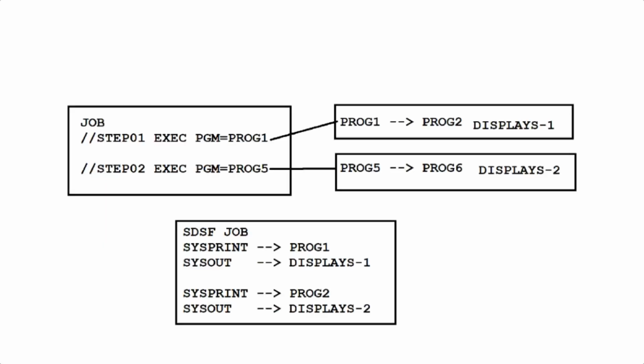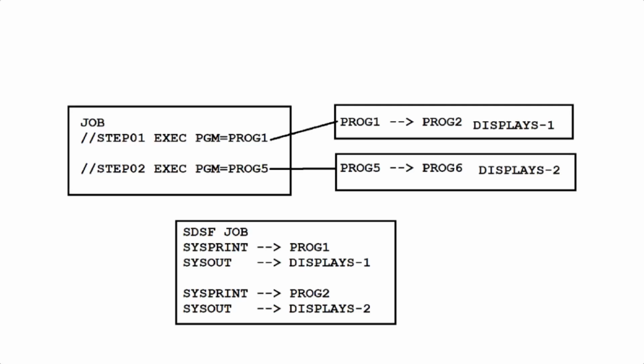So just a general example, we have a job. In step 1, we are executing program 1. In step 2, we are executing program 5. Let's take the example of program 1 calling program 2, and we have the displays in program 1 and 2. And program 5, executed by step 2, calls program 6. Programs 5 and 6 have the displays too. I gave the numbers just to identify them here.